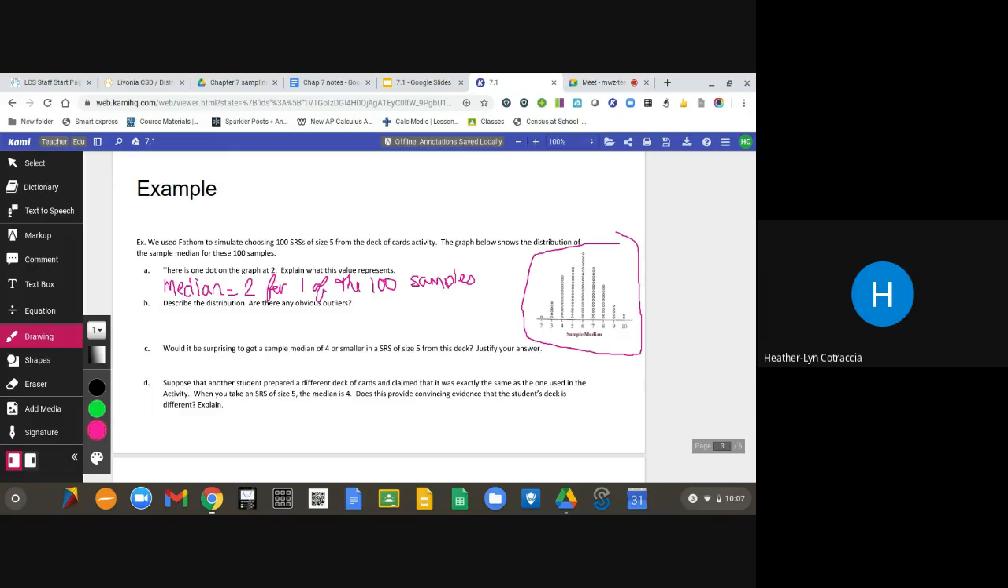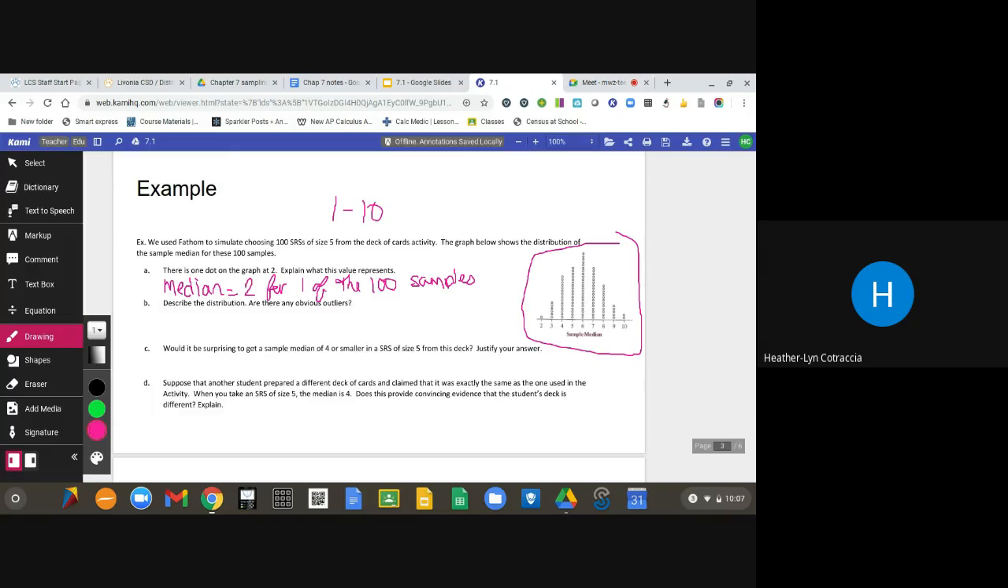I didn't explain what was happening here, but basically you've got a deck of cards. We're just going to use the numbers 1 through 10. We're going to select 5 of those cards and we're going to calculate the median. So you can think about how that could occur. How could we get a median of 2 if you want to?